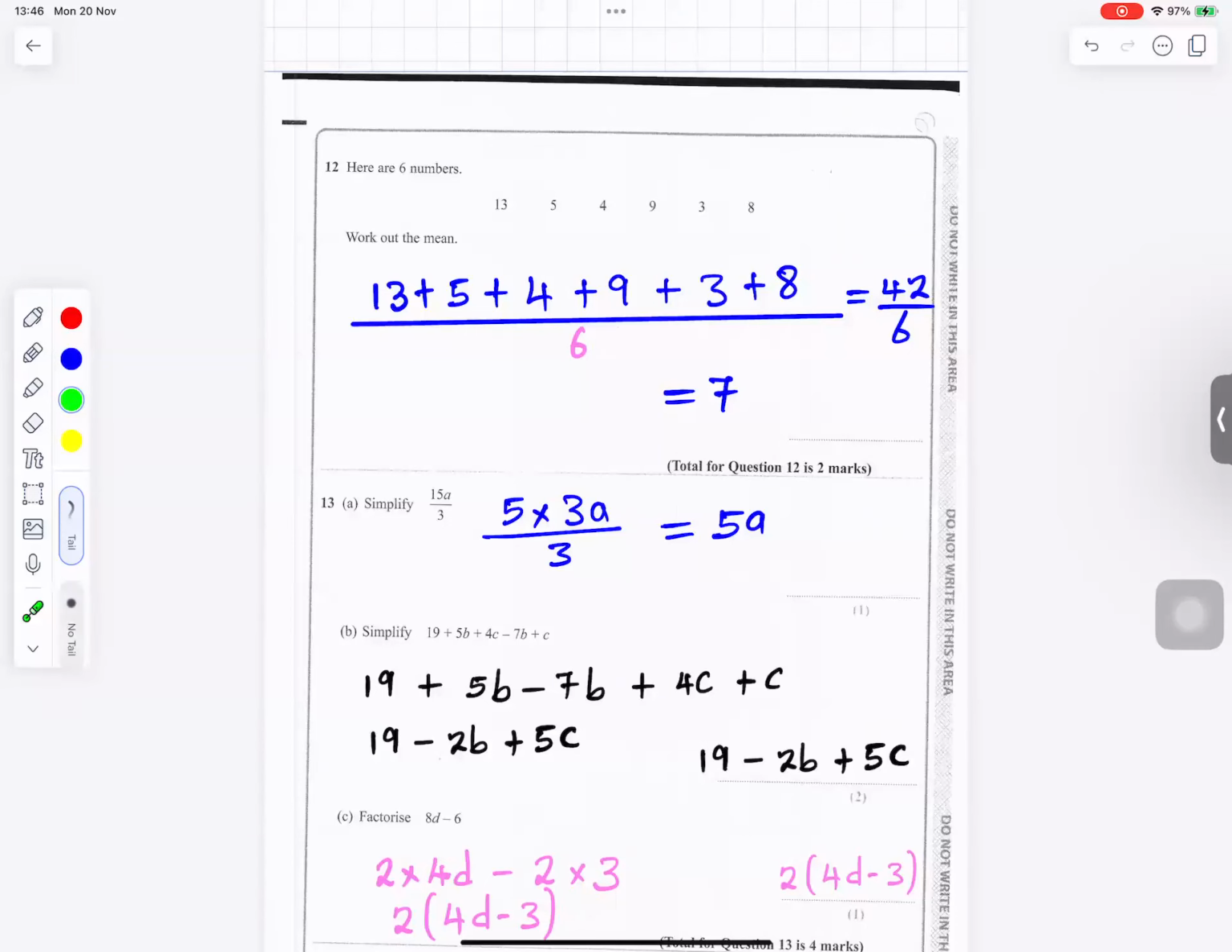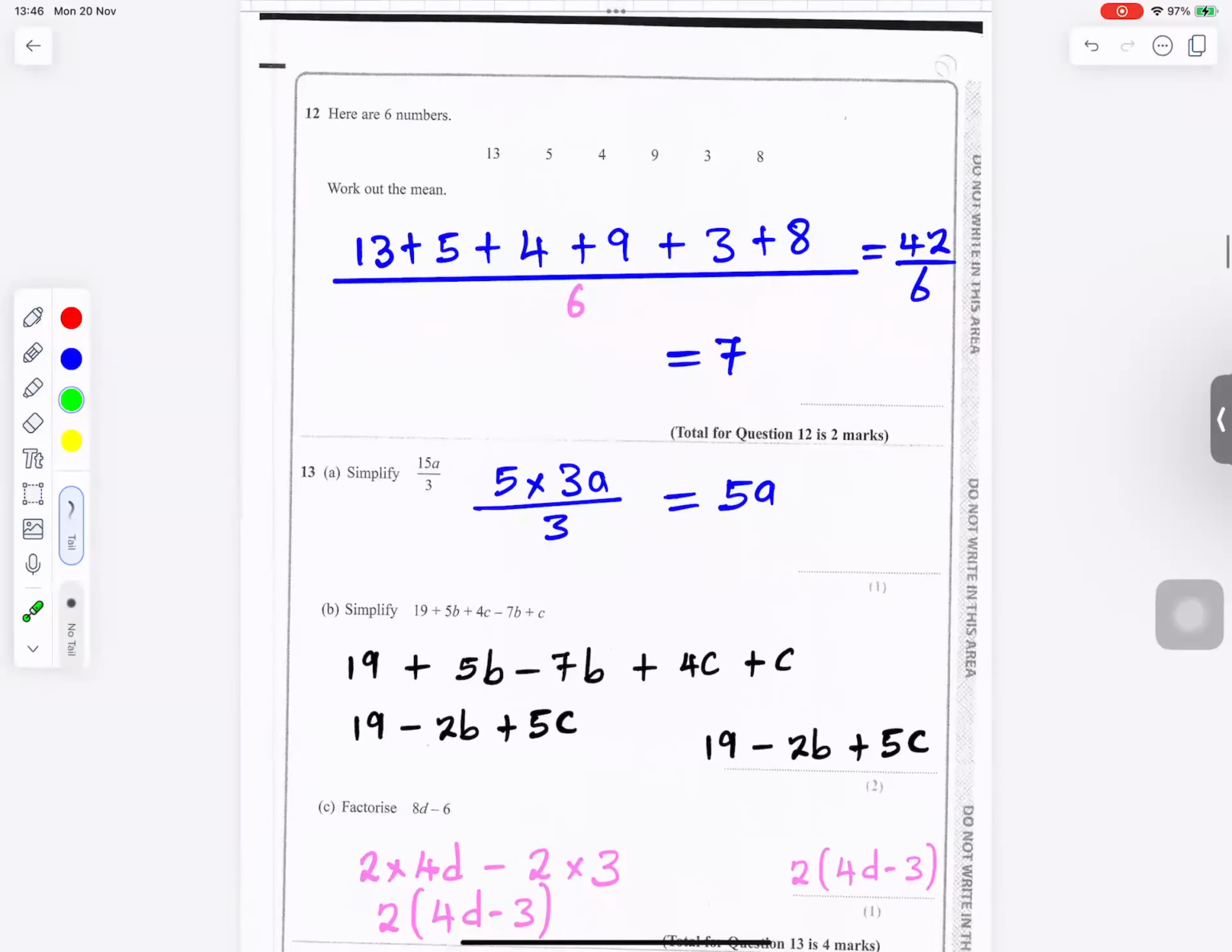Question number 12. Here are the 6 numbers. Work out the mean. You add all of them. You get 42. You divide by 6 because there are 6 numbers, and you get 7. Simplify 15a over 3. 15 is the same as 5 times 3, so the 3 will cancel. It's 5a. So 15 divided by 3 is 5.